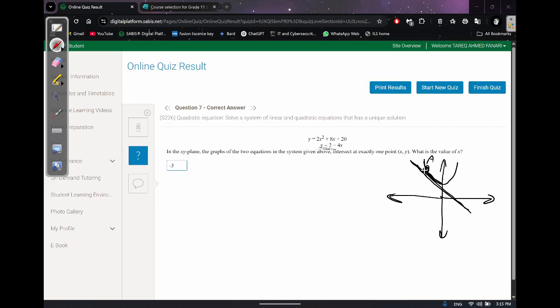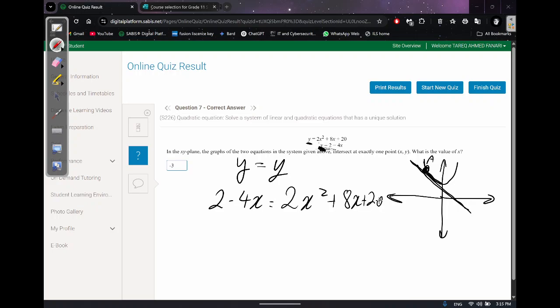So you can see here at this point, the y value of both of them will be equal. So it's gonna be y equals y. So the y of this and the y of this are equal. So all we're gonna do is expand. We're gonna substitute the value of y for each of them. So 2 minus 4x equals 2x squared plus 8x plus 20.